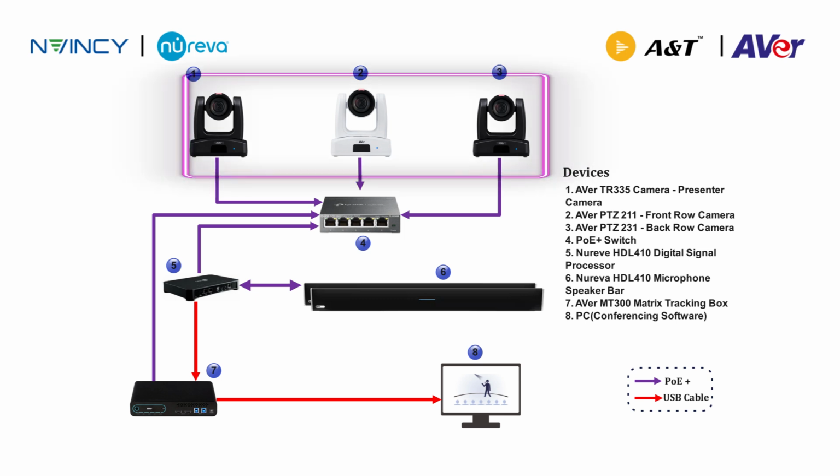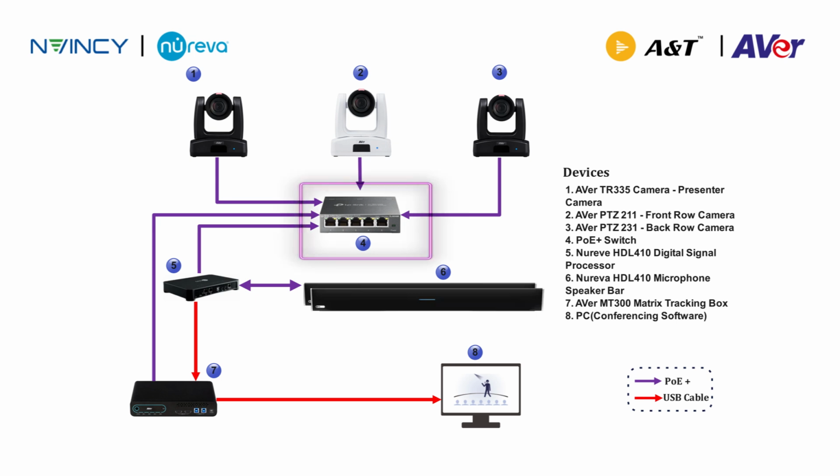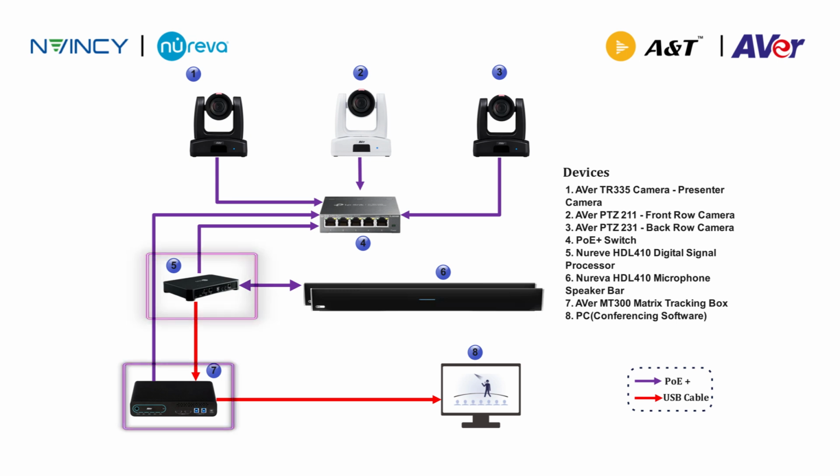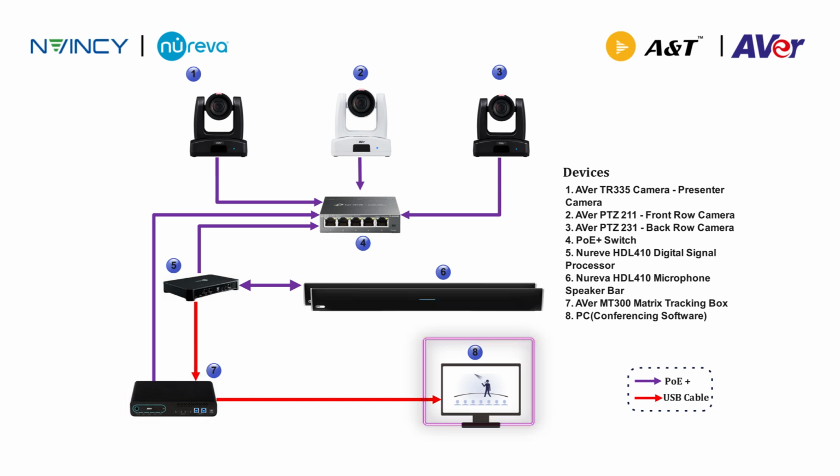So all these three Pro cameras are connected to the network switch. And we are connecting the Nureva HDL410 DSP to the same network switch, and the Aver matrix tracking box MT300 to the same AV over IP network switch. After this network connectivity, we have to connect one USB output from the Nureva DSP to the matrix tracking box input for the audio. And from the MT300, we are going to take one USB output to the laptop or PC where Zoom or Teams will be running.